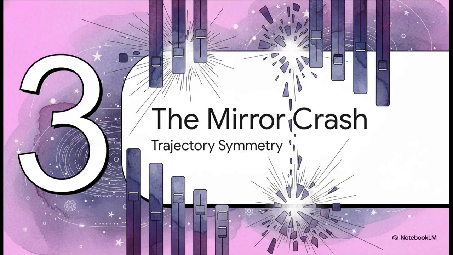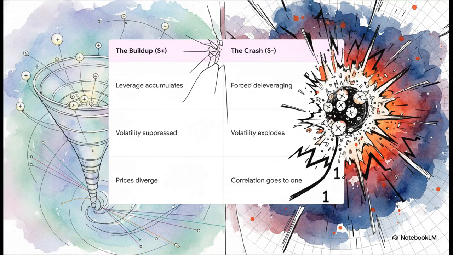So you have these 5 faders, and when they all get cranked up to their absolute limits, the system hits a breaking point. But here's where the physics gets even crazier. The theory says that the crash isn't just a random collapse. It is a perfect, symmetrical mirror image of the buildup. I mean, just look at this comparison. It's almost beautiful in a terrifying kind of way.